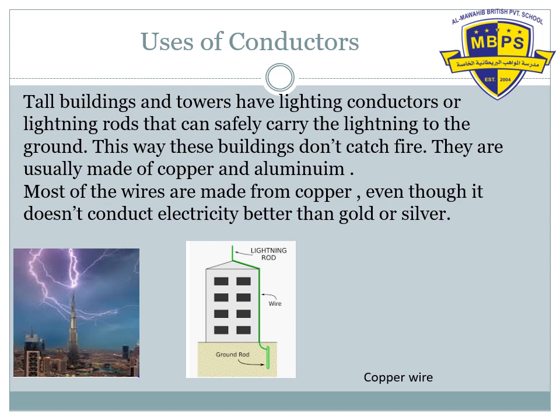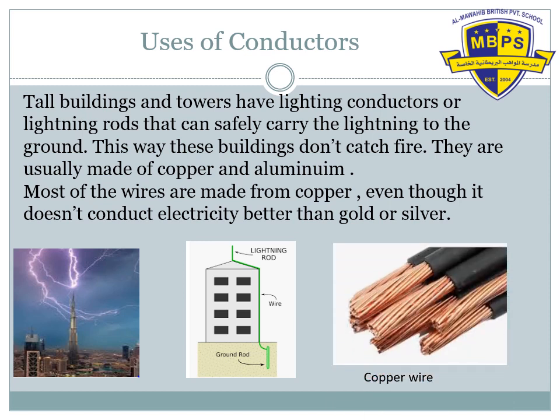These lightning conductors and lightning rods are made from copper and aluminium mostly. And one of the most important wires that we use for almost all our sockets and plugs for electrical devices are made from copper. Because copper, even though it doesn't conduct electricity as well as gold and silver, like I told you before, is cheap and easier to make, we use copper instead of gold and silver.